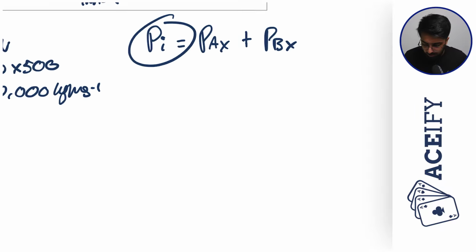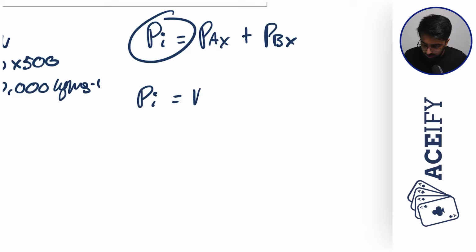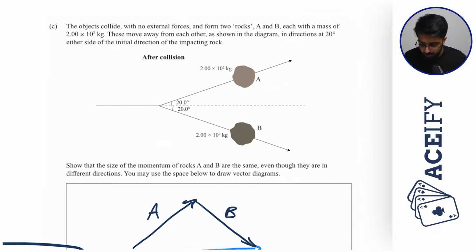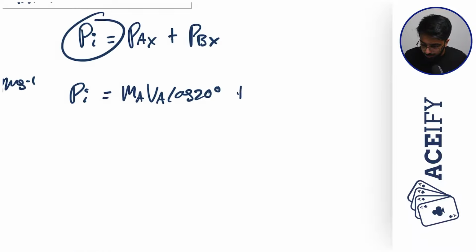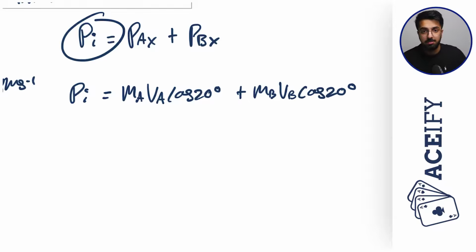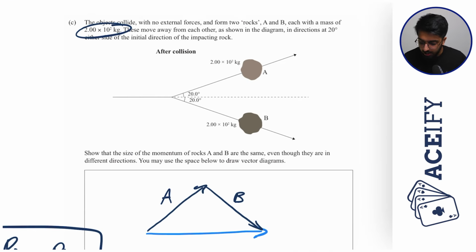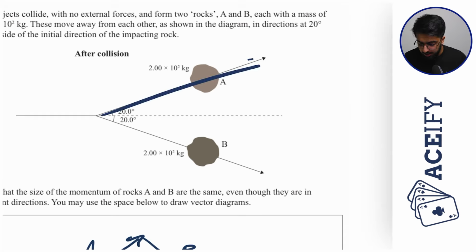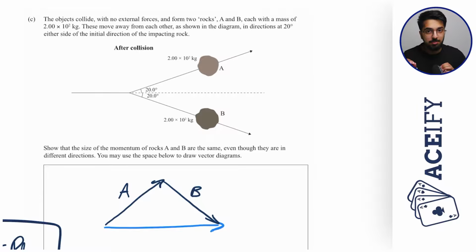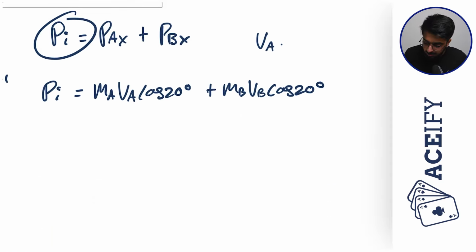And so therefore, our initial momentum is equal to the mass of A times the velocity of A cos 20 degrees, okay? Remember, there was a 20-degree angle here, okay? Plus the mass of B times the velocity of B cos 20 degrees, okay? Now, because we know each fragment has the exact same mass of 200 kgs, and they fly off with the exact same angle of 20 degrees, we know that they must fly off with the exact same velocity, okay? The exact same magnitude of velocity. The direction is going to be different, but the magnitude is going to be the same. And so we can say that VA is going to be equal to VB.